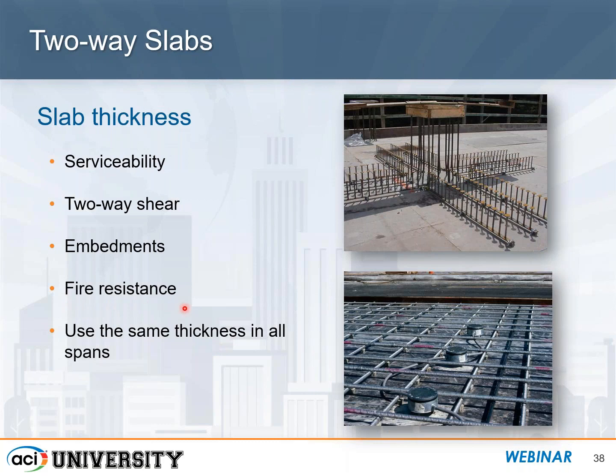Now again, fire resistance, as I had mentioned for the one-way slab, but especially for a two-way slab, if you're going to provide an 8.5-inch thick slab or something for serviceability or strength, you're going to get more than a 2-hour fire rating out of it, no problems at all. And again, using the same thickness in all spans will enhance constructability.